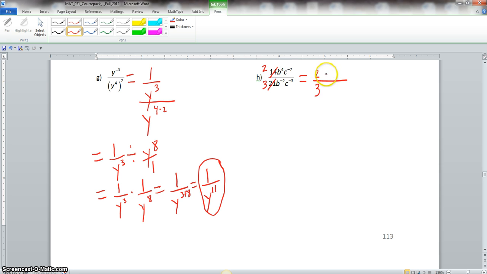Now b to the 4th will remain b to the 4th. But this b here will become 1 over b to the second power. Now c to the negative 7 times 1 over c to the 7th. Now for our denominator, c to the negative 3 will become 1 over c to the third.